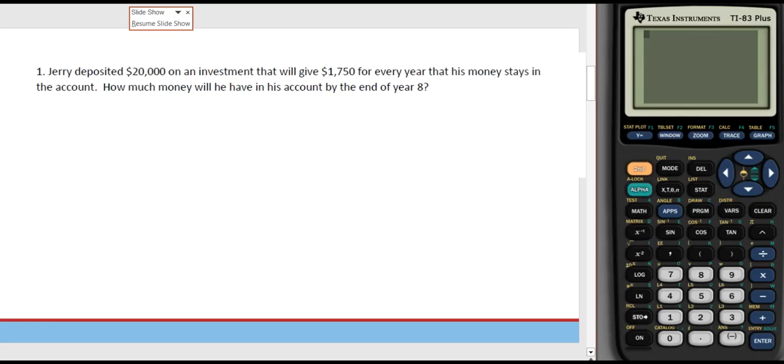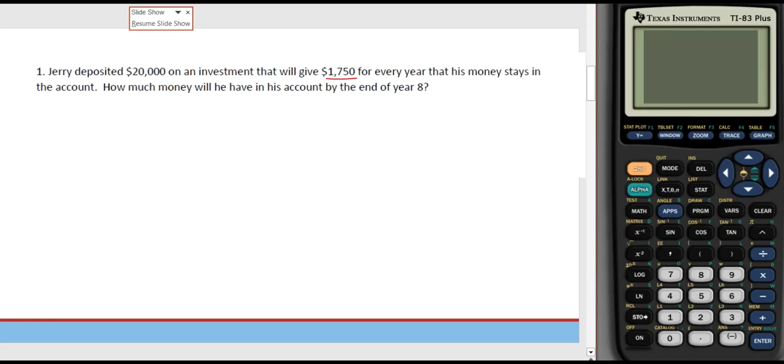So looking at this first one, Jerry deposited $20,000 in an investment that will give $1,750 for every year that the money stays in the account. How much money will he have in his account by the end of year 8? Now, this one is a little tricky. This would be arithmetic because he's adding this amount, right? He's adding the 1750 every year, so that makes it arithmetic.